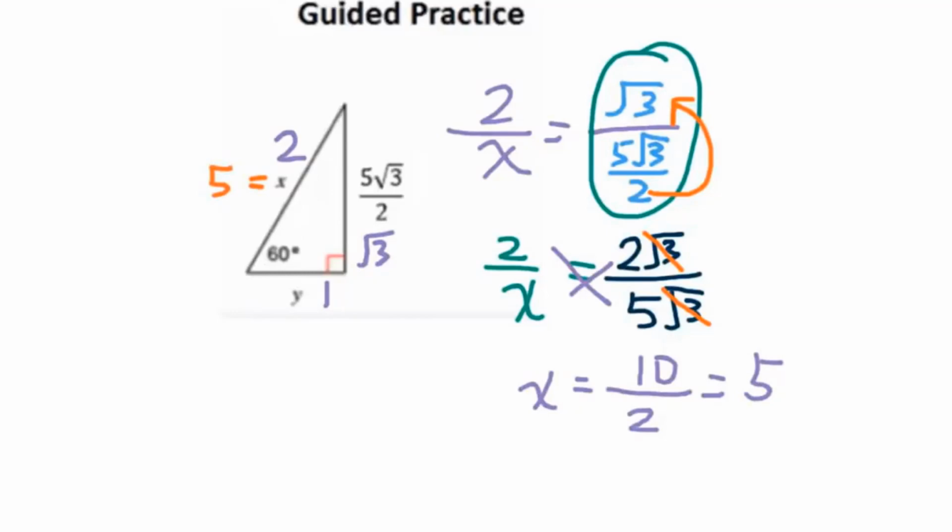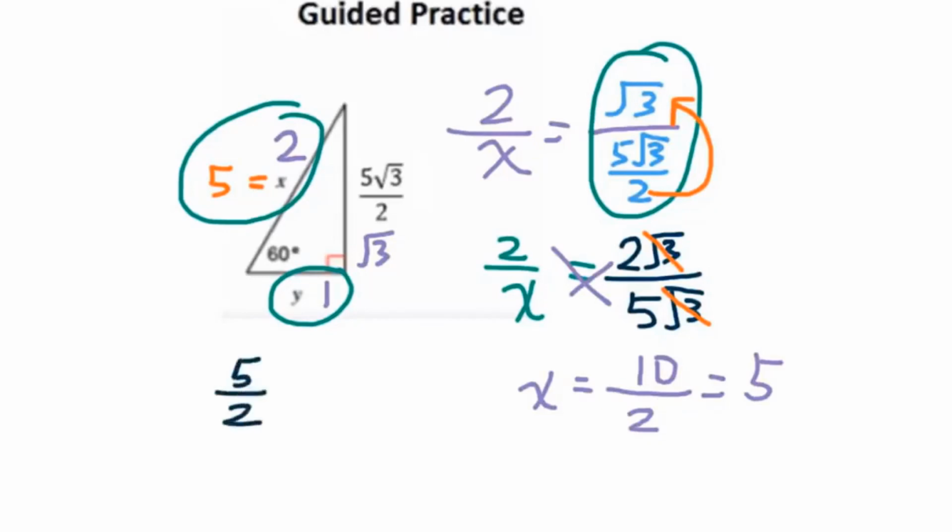Then how do you get the y? We use the ratio for this 2. So we get 5 over 2 equals y over 1. Then we cross multiply, then y will be 5/2.